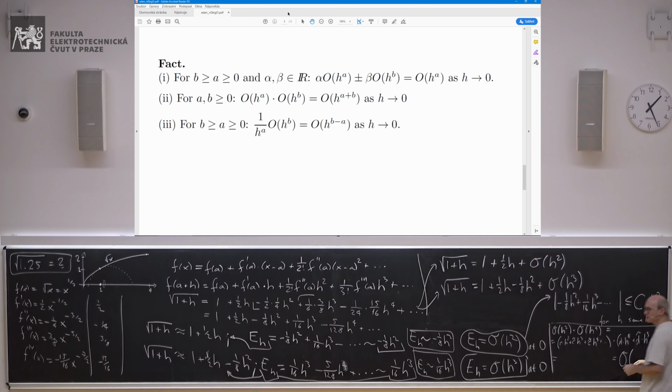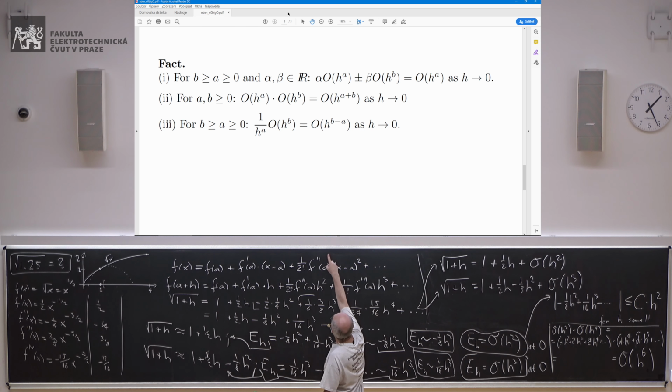Where do you get the smallest power? You get the smallest power here, you get the smallest power here, and multiply them. So what do you get? h squared times h to the power 4 is h to the power 6. And that's it. That's exactly the rule that we can see as the second one. O h to a times O h to b is O h to a plus b. I'm adding the dominant powers. Okay?